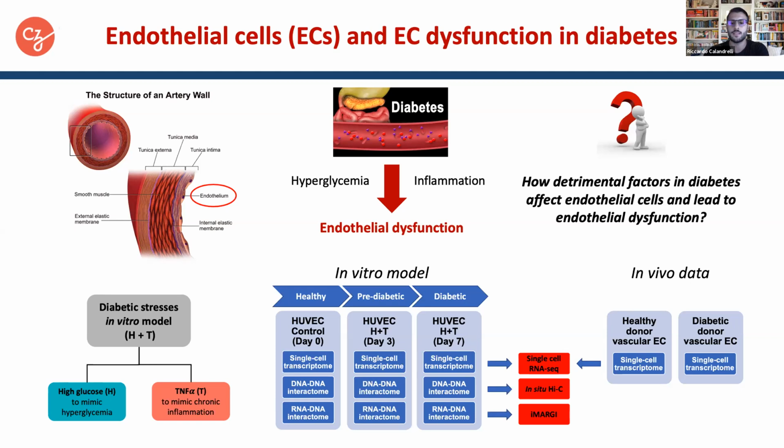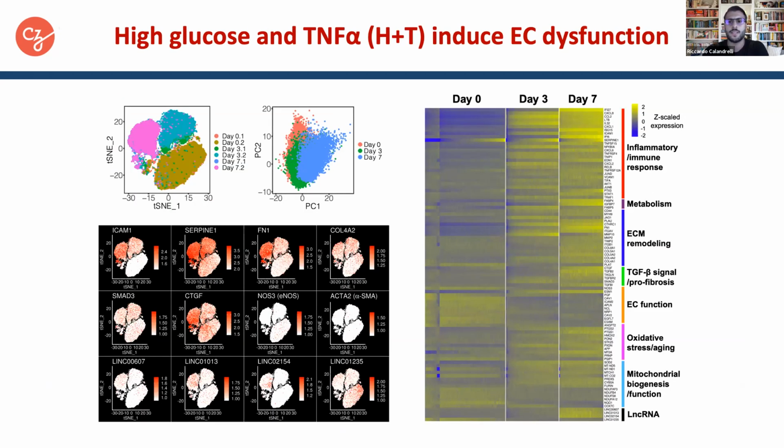for 7 days. Then we used a combination of 3 techniques, single-cell RNA sequencing, in situ Hi-C and iMARGI, to characterize the temporal changes in transcriptome, chromatin interactions, and RNA-chromatin interactions. In addition, we also used single-cell RNA sequencing from in vivo vascular endothelial cells from healthy and diabetic donors for validation. So first, we explored the single-cell RNA sequencing to confirm that our model was indeed reproducing EC dysfunction.